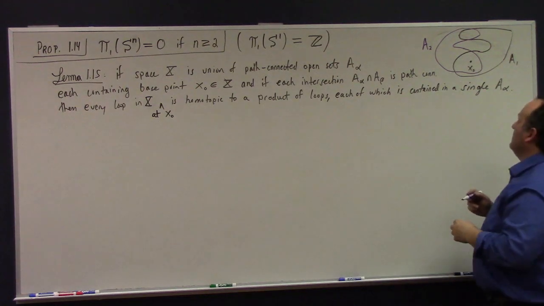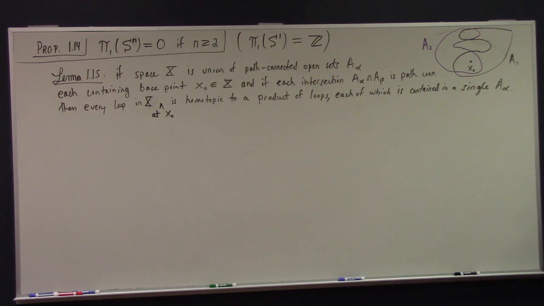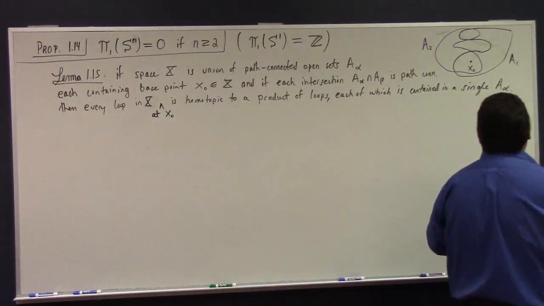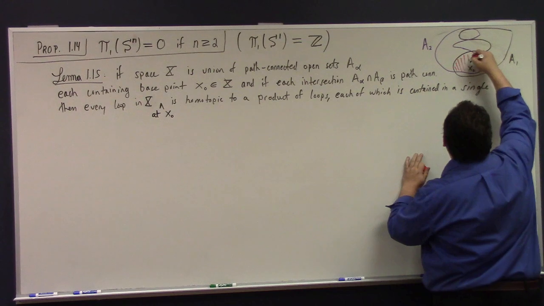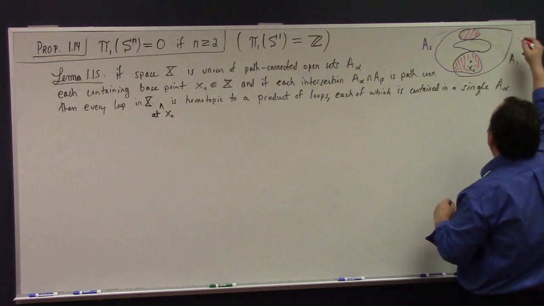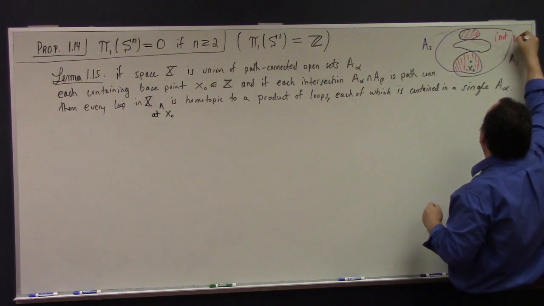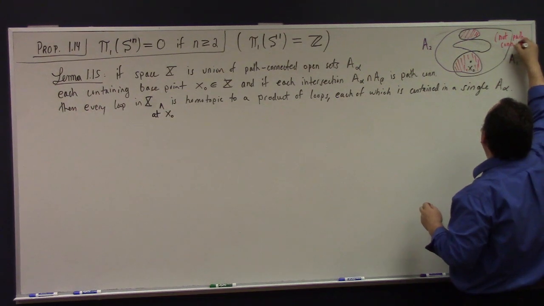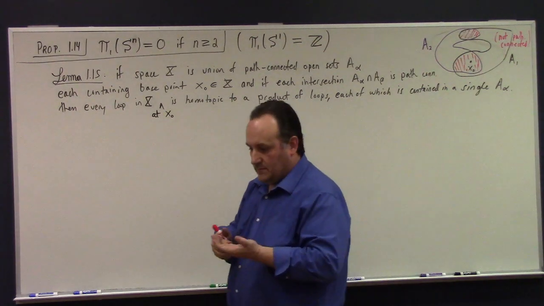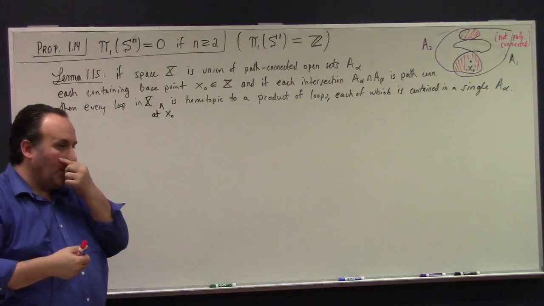Right? So if you got the purple, you got the black. X naught is contained in both. They're both path connected, but their intersection is not path connected. Because the intersection of these two open sets is this, right? And that is not path connected. So this is what's being avoided in the lemma's conditions.